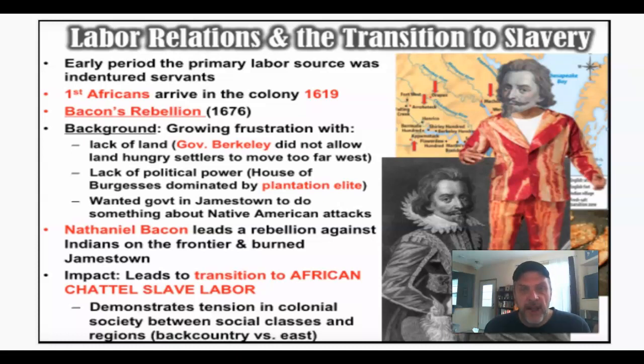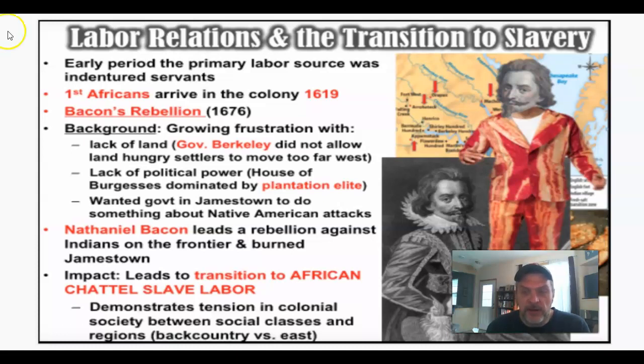And the event that actually turned the tide towards slavery was Bacon's Rebellion in 1676. Okay, so what caused Bacon's Rebellion? You want to know what caused this and what the effects were. Well, the causes I have down here on the slide. There was a growing frustration with three things.